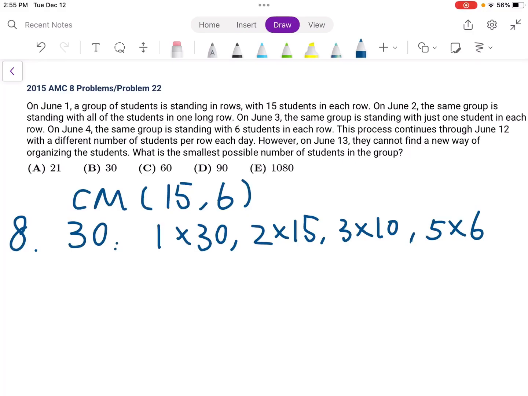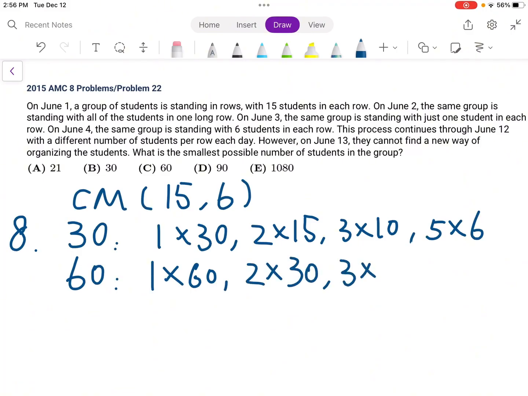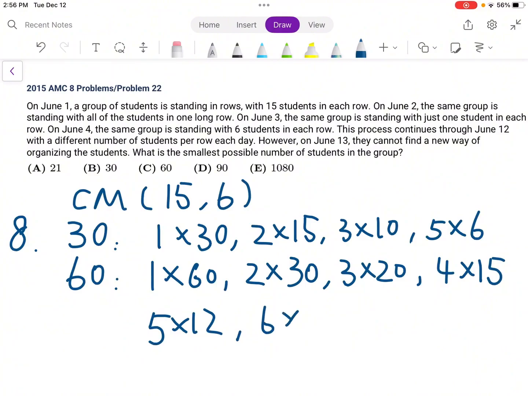Now let's go to the next common multiple. That's 60. And 60 has factors 1 multiply 60, and 2 multiply 30, 3 multiply 20, 4 multiply 15, 5 multiply 12, 6 multiply 10. Now it has exactly 12 factors. Therefore, the answer should be C.